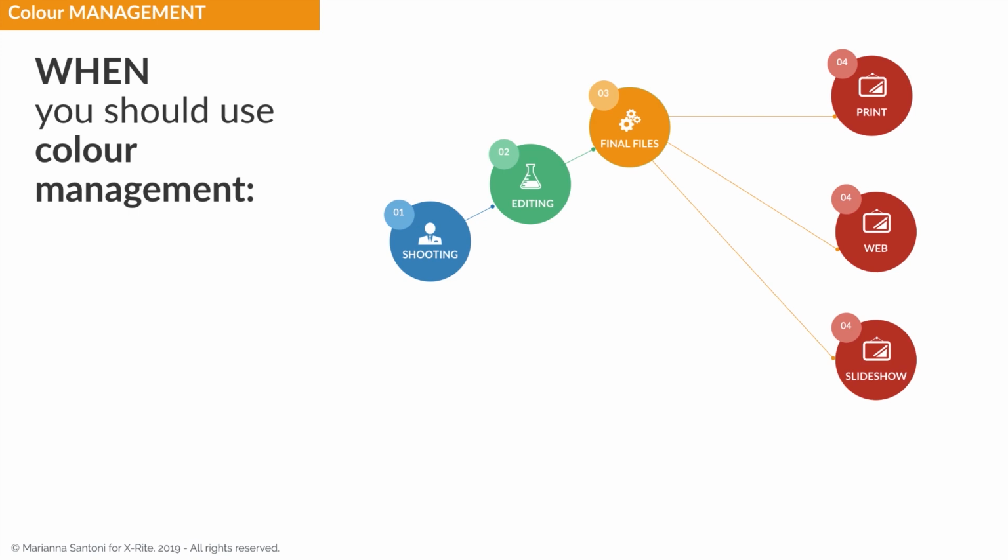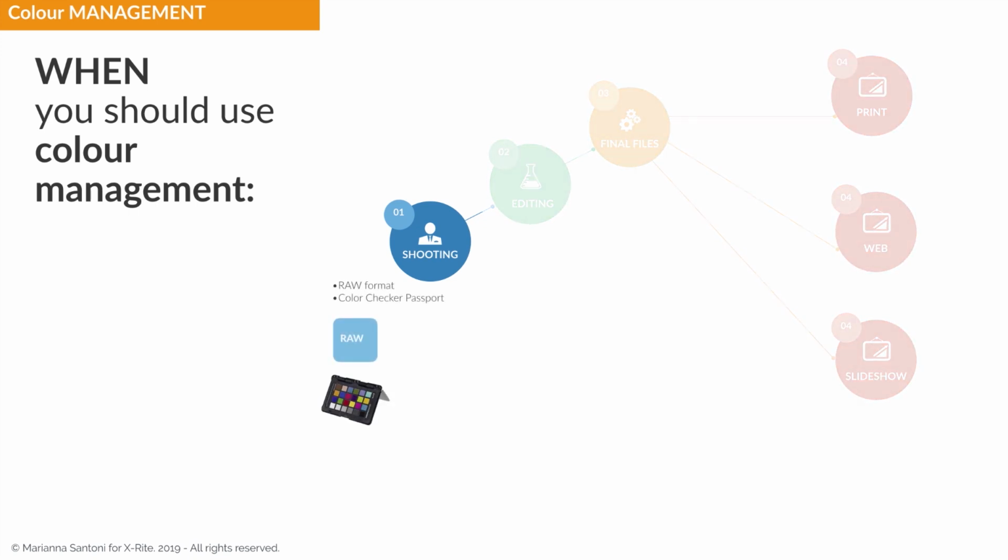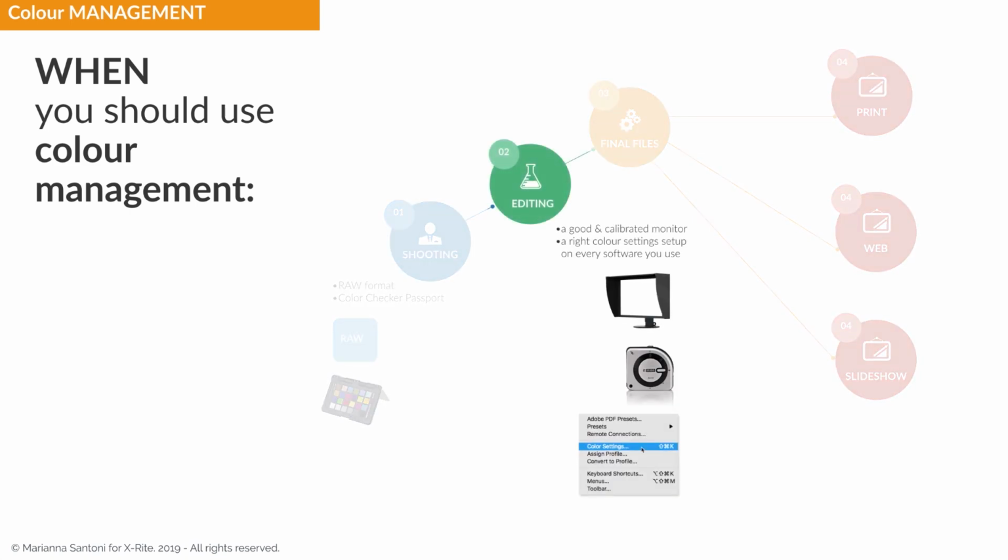Just to sum up what you need to do, on camera, there's a very different approach if you shoot RAW or JPEG file. If you shoot RAW files, you should use a color checker. If you shoot JPEG files, you have to choose the best color profile for your workflow. While you select and work on your images, you need to work on a calibrated monitor and to take care of the color settings of every software that you use to view, open, develop, retouch, or create a layout for your images.